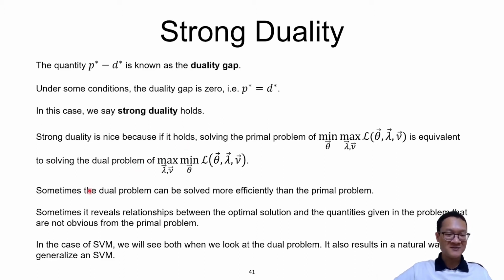So now specializing to SVMs. For SVM, it turns out that when we look at the dual problem, we will get computational efficiency benefits, and we will actually get some mathematical insights into the solution as well. It also allows us a way to generalize the SVM. So we'll talk about all of this later.